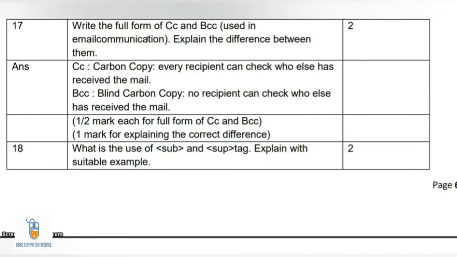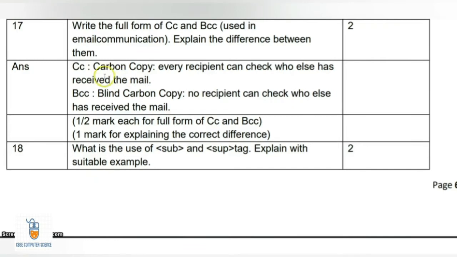So when you want to send the same mail to multiple people, and you want the other people to know that the same message is forwarded to others also, in that case you add those people in CC. But sometimes you want to send the same mail to multiple people, but you don't want them to discover that you have also sent the same mail to other email IDs as well. In that case, you use the BCC option, that is blind carbon copy option.